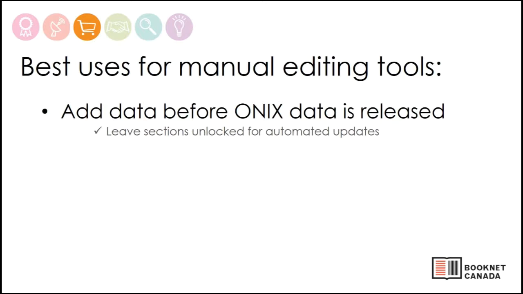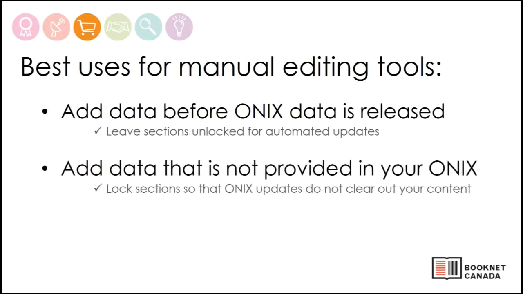So when you need to fill in key advanced data, you absolutely can do that using the manual editing tools. In this case, you want to add the information in CataList, but leave the sections unlocked. There is an unlock all at the top. You can unlock everything. CataList will keep all of your manually entered data and images until we have ONIX data starting to feed through, at which point those ONIX feeds will automatically take over the updates.